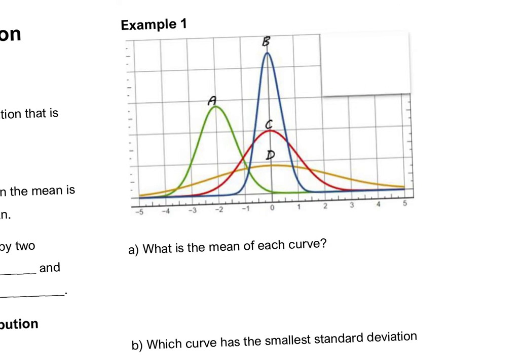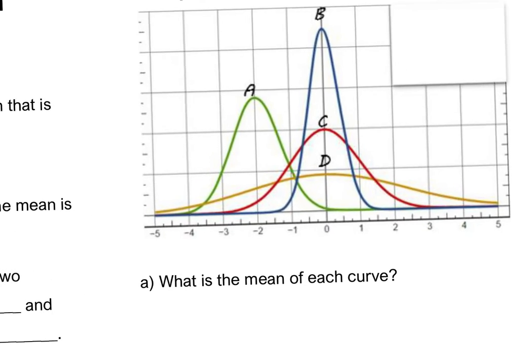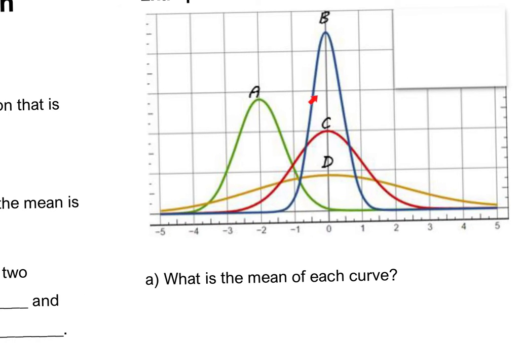And again, you have 3 of them that have the exact same mean. B, C, and D all are located at the value of 0, and A is located at the value of -2. That's what makes A different from B, C, and D. So we know that the mean of A, which we'll call mu of A, equals -2, sitting here. It's the middle of the curve.